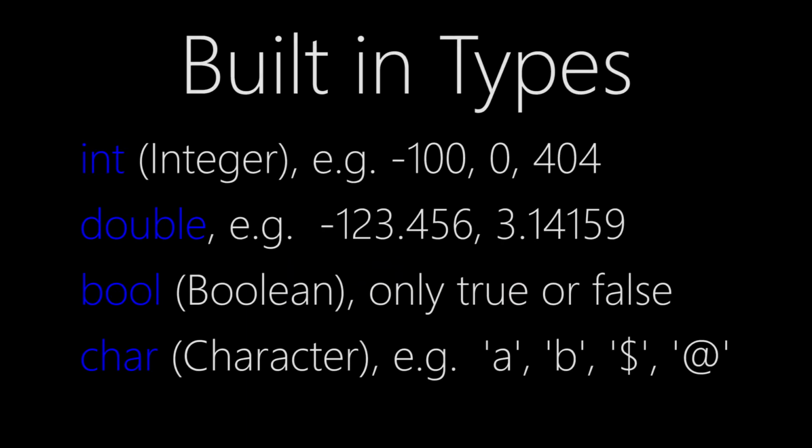First, you need to know the most important built-in types. So as we just discussed, int stores integers. Double stores numbers that have decimal places, like 4.5. Bool, short for Boolean, stores either true or false. And char, short for character, stores a character like a, b, the $ sign, or the @ sign. There are a few more, but these are the important ones for now.